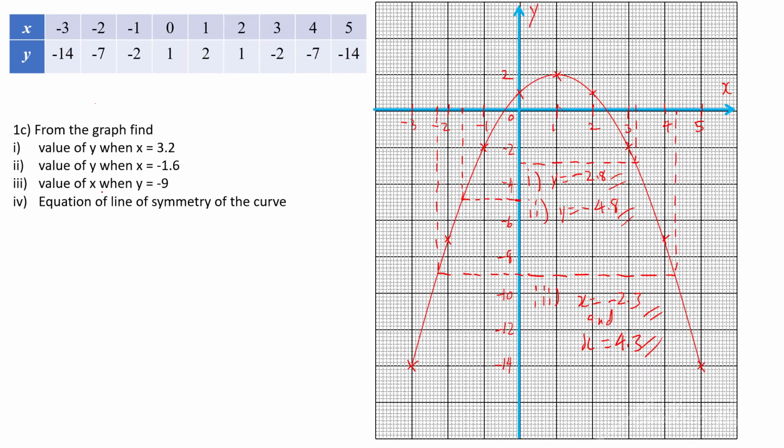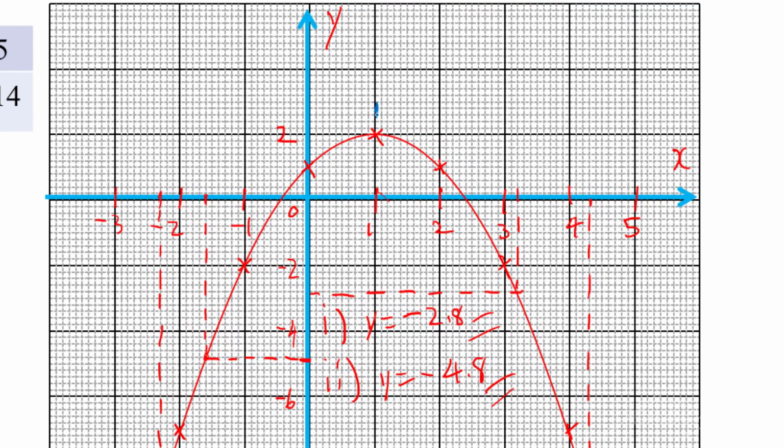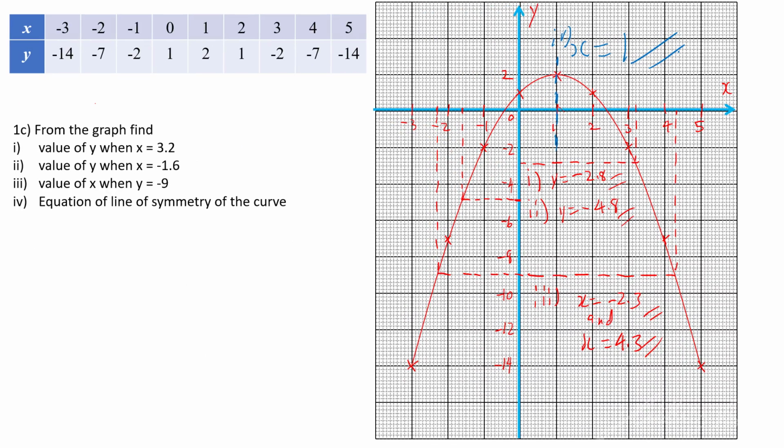And lastly, equation of line of symmetry. So the line of symmetry is actually down here. Let me just change the color. It's a bit too red already. So line of symmetry is down here. So over here, the line of symmetry is x is equals to 1. And this will be your part 4. And you are done. So please follow this example and answer the next two questions.